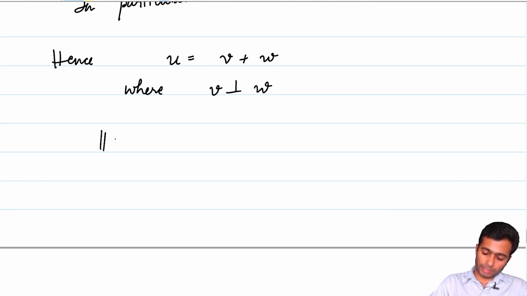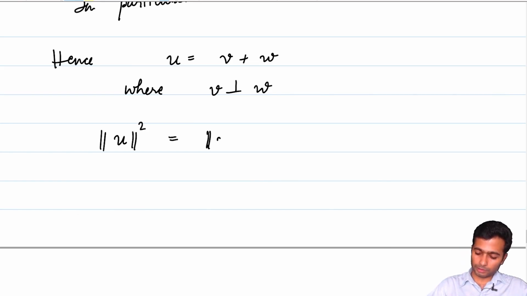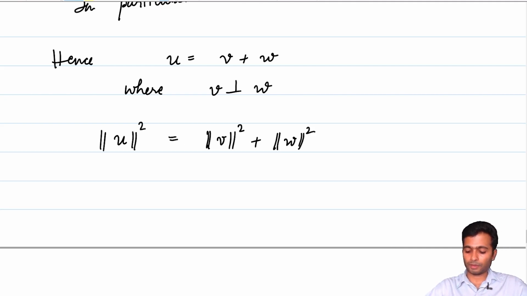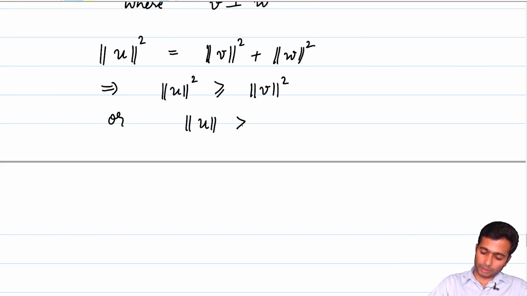So what can we say about the length of u squared? Now by the Pythagoras theorem, if you go back and check, there was no assumption of any finite dimensionality to talk about Pythagoras theorem. This is just going to be equal to the length of v squared plus the length of w squared. And that would imply that the length of u squared is greater than or equal to the length of v squared, or the length of u is greater than or equal to the length of v. Now, this is precisely what we had set out to prove, right?